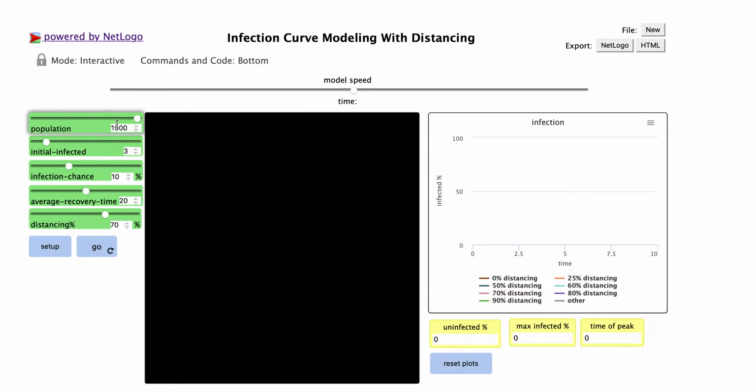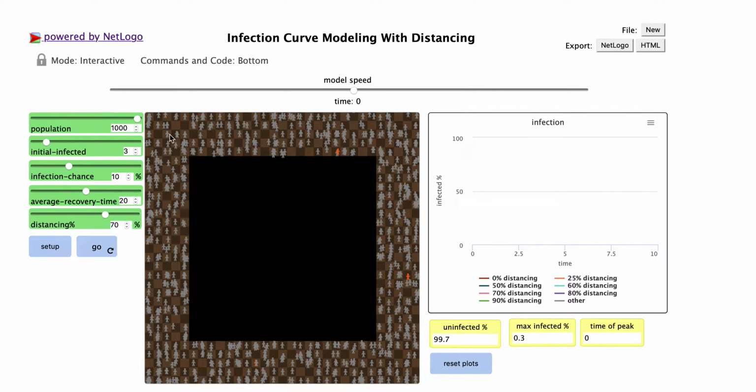Okay, so over here I've got this population slider. I'm going to set it at 1,000. And when I click setup, 1,000 people are created in this model, represented as these little gray people. And they start off in these brown squares, which represent their homes. And then this black area in the middle represents public space.